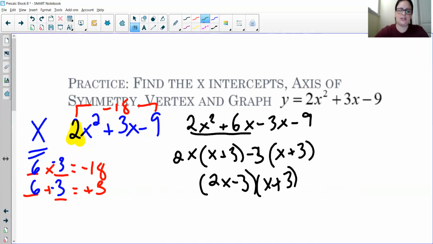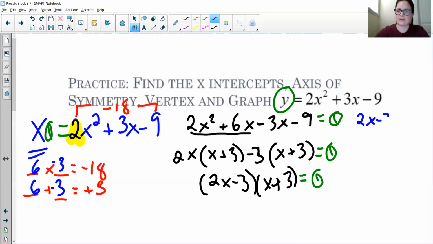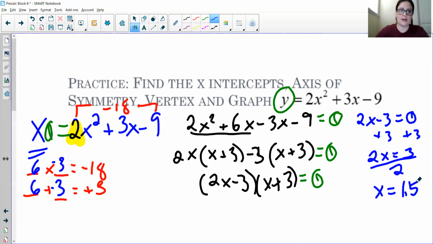When you're finding your x-intercepts, it means the whole thing is equal to 0, since y is 0. I didn't put that in right away because I didn't want it to muddy the waters. Technically, all of this is equal to 0 when we're finding our x-intercepts. So we have two possibilities. 2x minus 3 could equal 0. Then we solve for x: add 3 to both sides, and divide everything by 2. So we have x equals positive 1.5 as one of our x-intercepts.